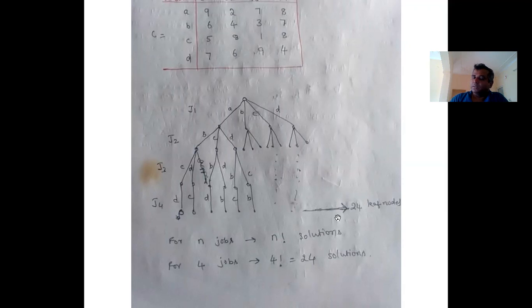For four jobs, you will get 24 solutions. Using the brute force designing technique is very difficult, because we have to find out which of the 24 solutions is the best to complete the task. For n jobs, we will get n factorial solutions, so the time complexity always grows factorially. This problem we can solve using the branch and bound designing technique.